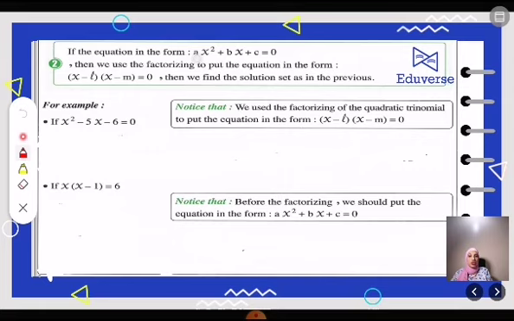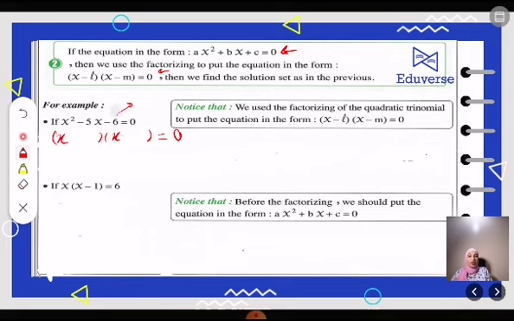If you have an equation like this, ax power 2 plus bx plus c equals 0, then you have to factorize it. And before factorization, you have to put it in the standard form, with all three terms equal to 0. Like this one, it's already in the form we need. Now I can easily factorize it. All equal 0. x and x.